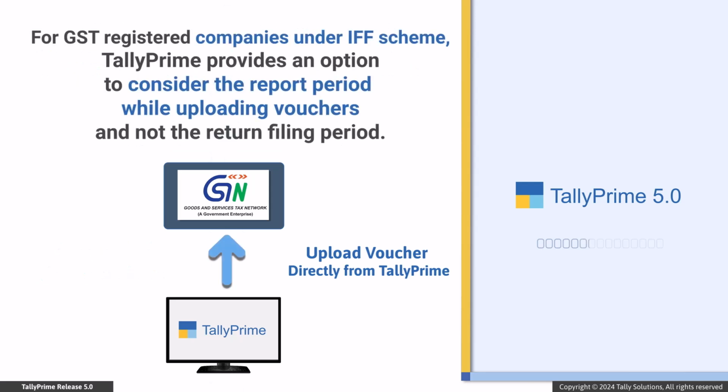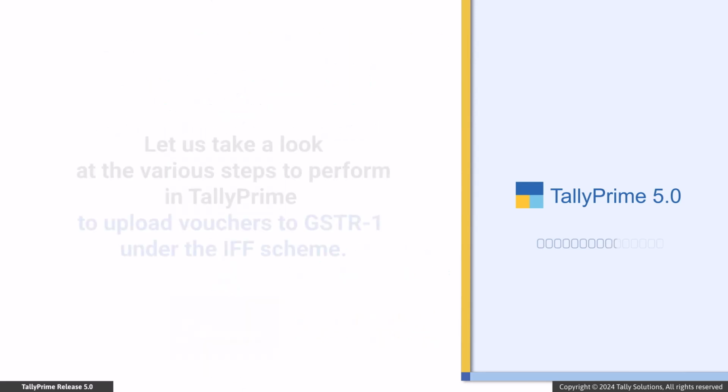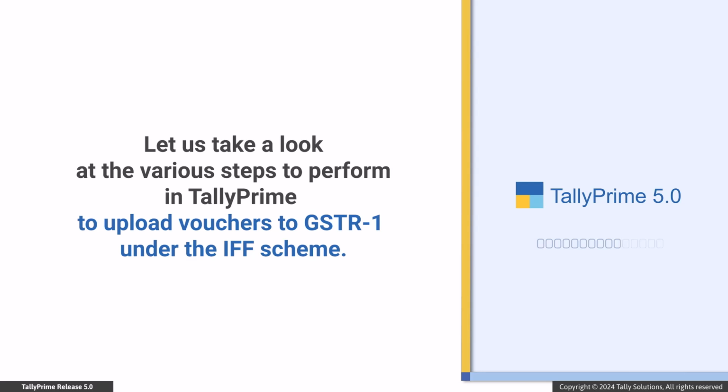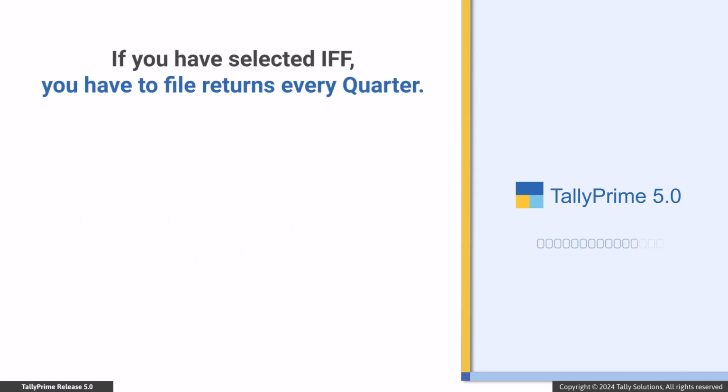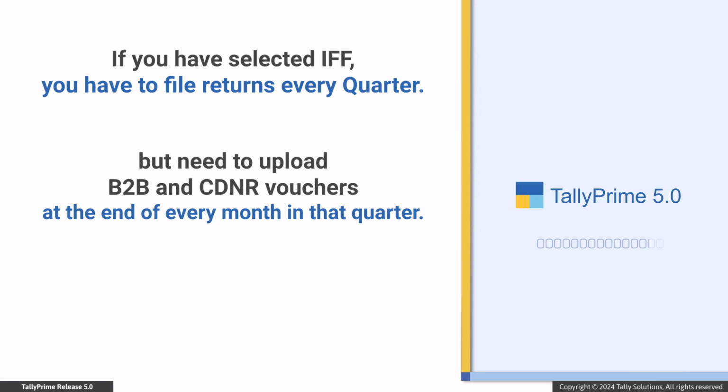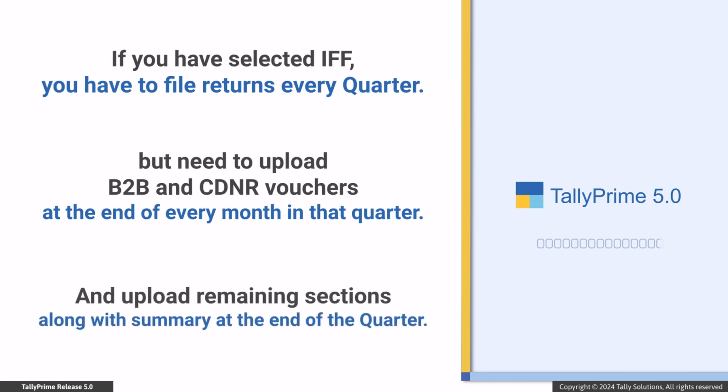Since the registered users filing returns under the IFF scheme file returns only at the end of quarter, Tally Prime provides an option to consider the report period while uploading vouchers and not the return filing period. You can take a look at the various steps to perform in Tally Prime to upload vouchers to GSTR1 under the IFF scheme. If you have selected IFF, you have to file returns every quarter but need to upload B2B and CD/NR vouchers at the end of every month in that quarter and upload remaining sections along with summary at the end of the quarter.